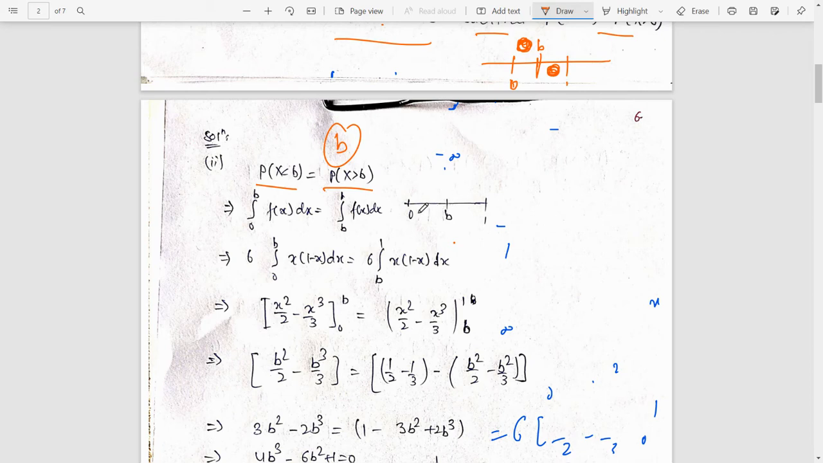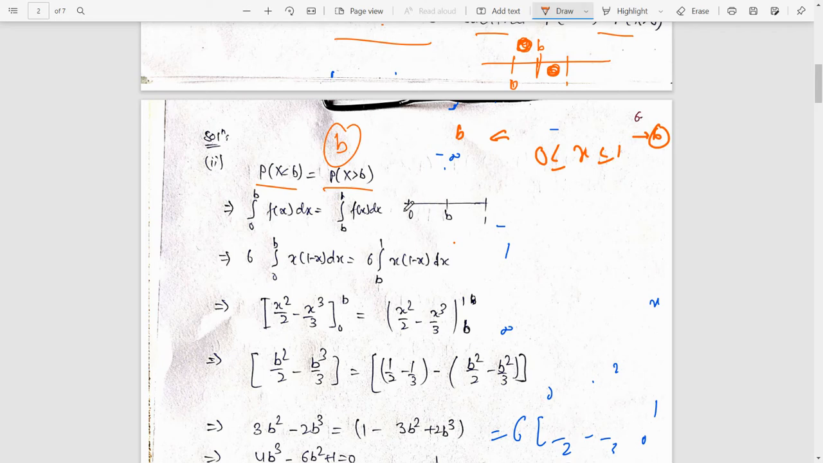b will exclusively lie between 0 and 1. Obviously, the random variable is defined between 0 and 1, so 0 ≤ x ≤ 1. It cannot happen that b is outside, below 0, because in that case the probability that x is less than b will be 0. Or if b is above 1, the probability that x is greater than b will be 0 and the other will be 1. So this means that b should lie between 0 and 1.